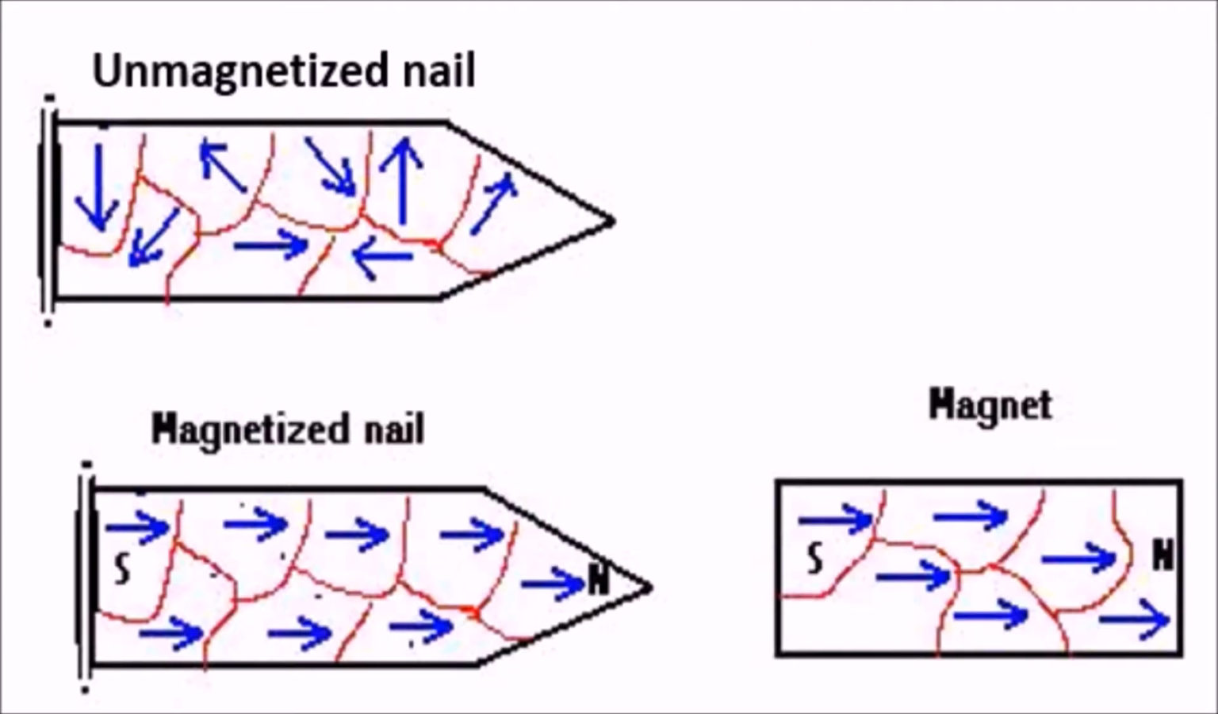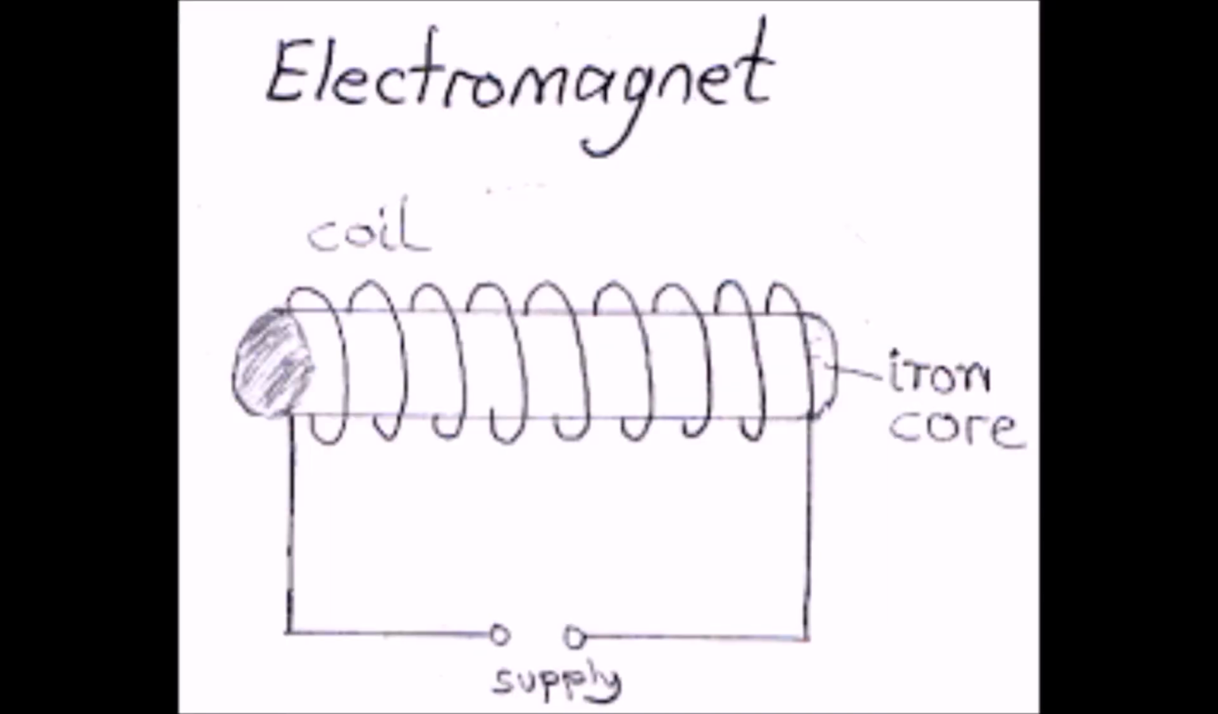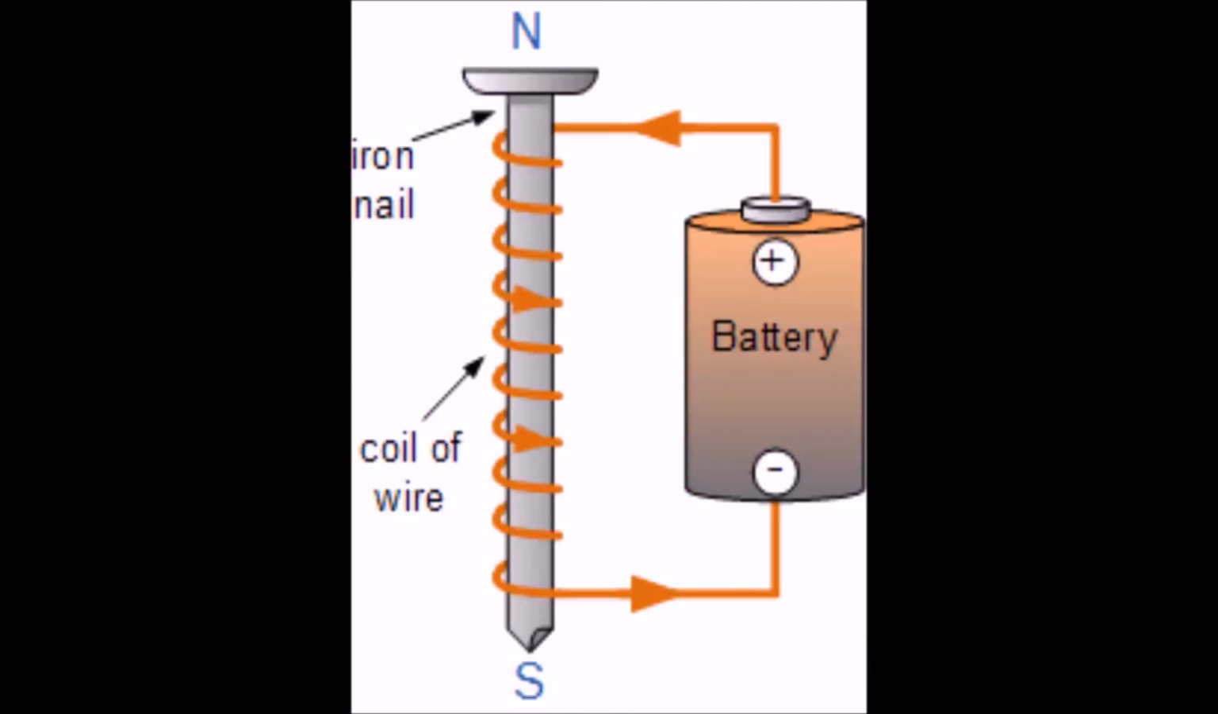Some objects, like an iron nail, can become magnetized by using a magnet to line up the domains. However, the domains are not permanently lined up in a nail. The domains will become disorganized if you drop the nail, resulting in the nail losing its magnetism. Electricity can create magnets. An electromagnet is one way electricity is used to create a magnet. An electromagnet is a metal core made into a magnet by an electric current passing through a wire coil surrounding it. One common example of an electromagnet is a nail connected to a battery by a wire coil.